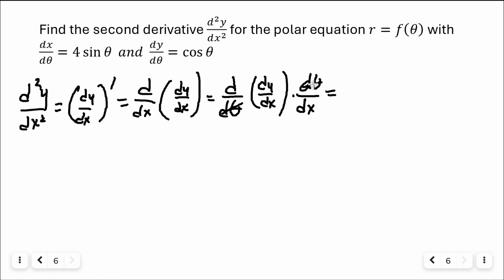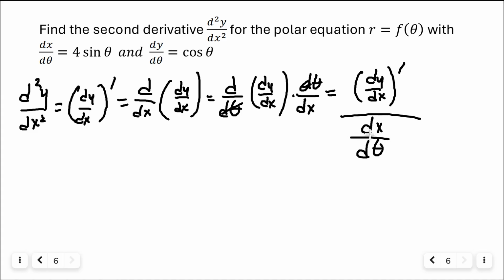So then we took the d theta dt, or it was dt dx back in parametric equations, and we put it underneath, and we said that we could find the derivative of dy dx and divide by dx dt as a correction factor. Now we're going to divide by dx d theta as the correction factor. Okay, so it is the same derivation that we did back when we looked at the second derivative for parametric equations. So if you want to see a more in-depth explanation, go check out that video.